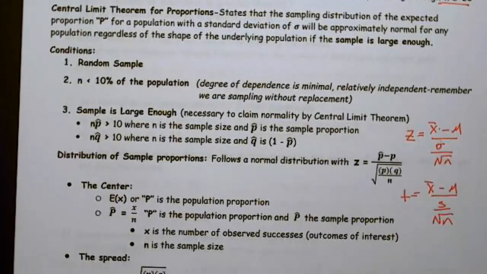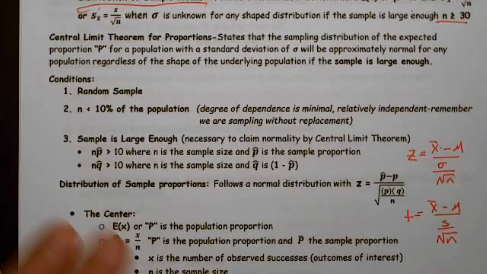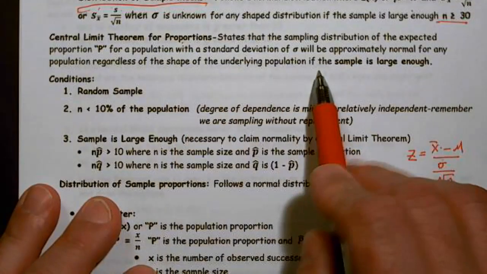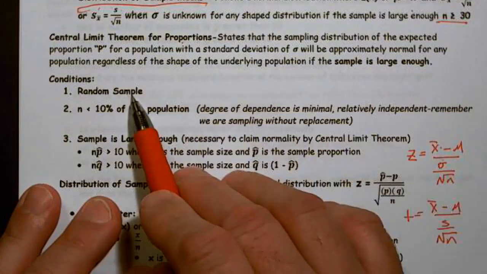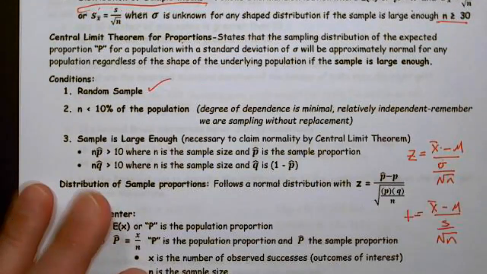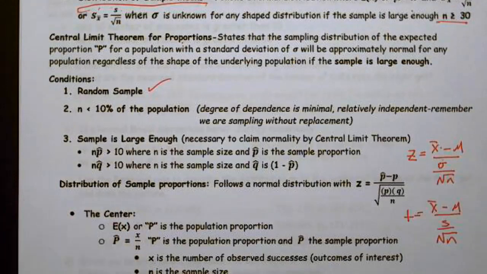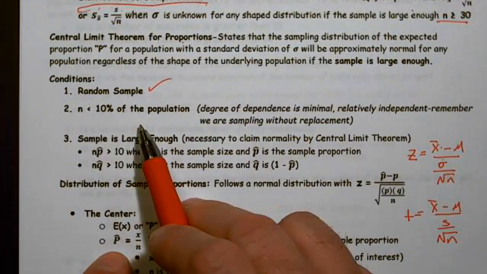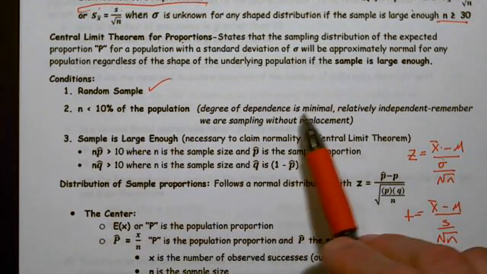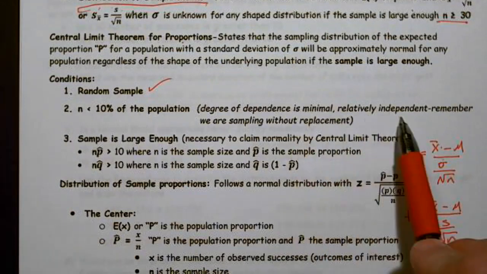So now we're going to work with the central limit theorem for proportions. Once again, it has to be large enough, and we have a few conditions. Well, random sample, that's not unusual. n is less than 10% of the population. Once again, it's the same thing we've always had. The degree of dependence is minimal, relatively independent.